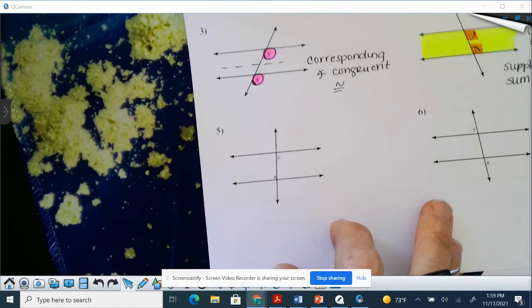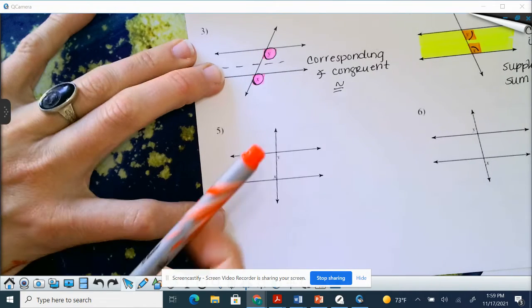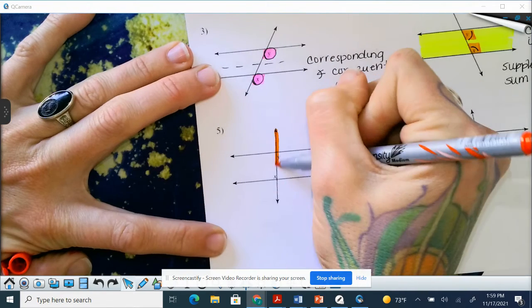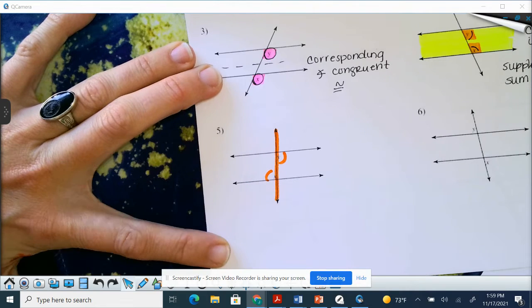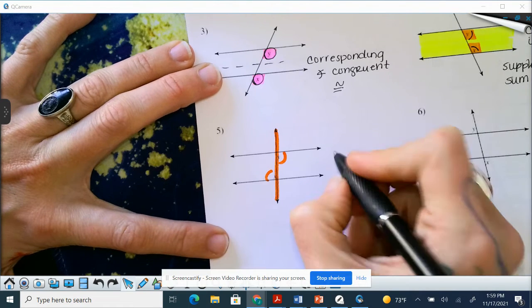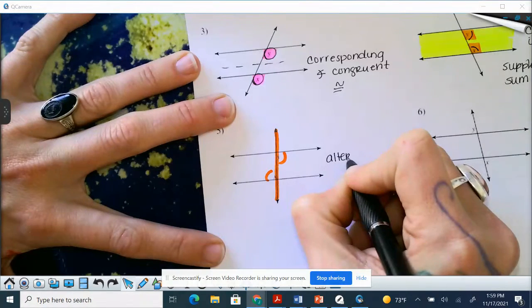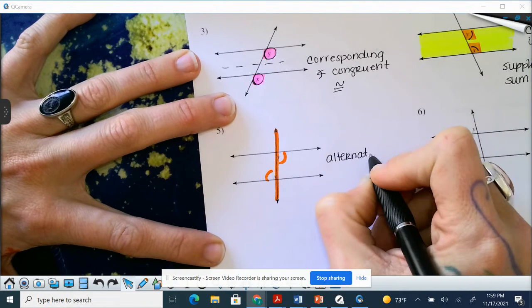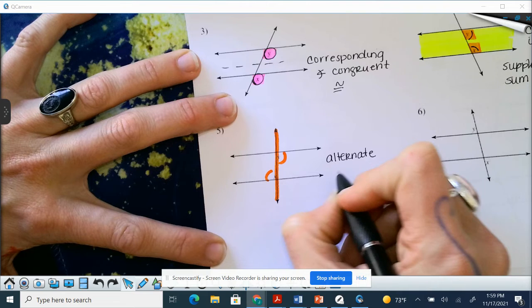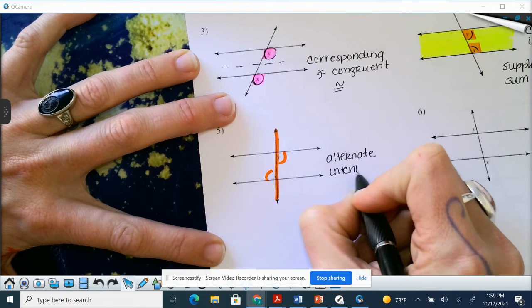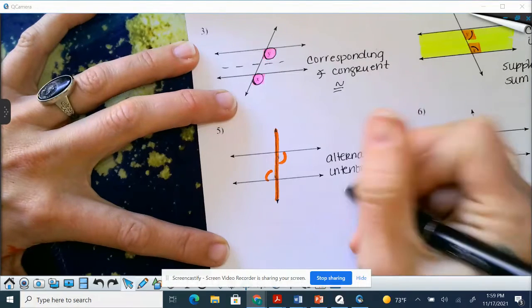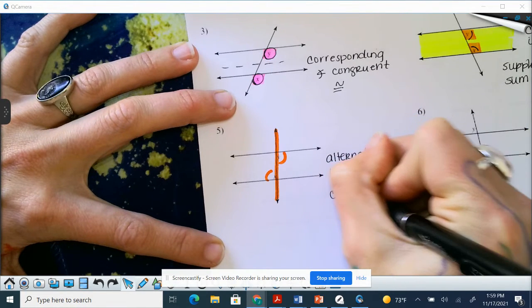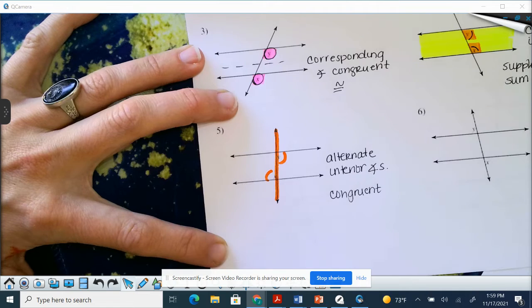Okay, number 5. So if we're looking at our transversal, it's on either side. It's also on the inside of the parallel lines. So that means it's going to alternate. And they're on the interior. So interior angles. And that means that they are congruent. Alternate interior angles are congruent.